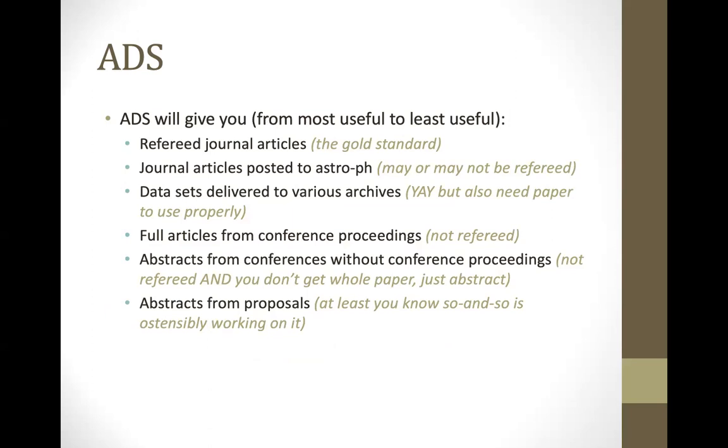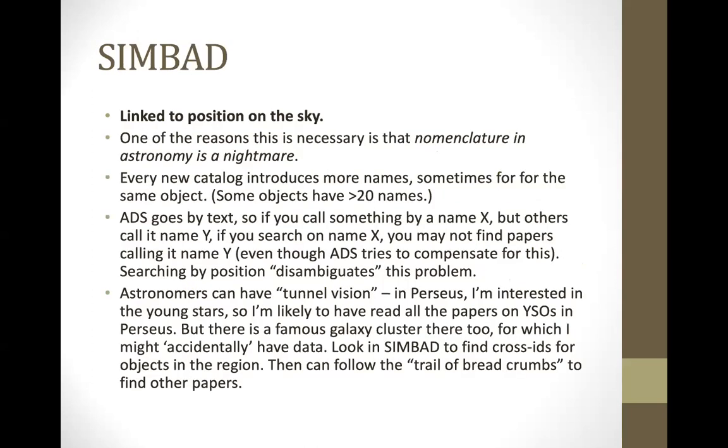ADS also includes abstracts from conferences without conference proceedings. So not only are those not refereed, you also don't get the whole paper, you just get the abstract. So not necessarily useful. You sometimes can figure out, oh, so that person's working on this. So that means you might be able to expect a journal article from that person in the relatively near future. And then the least useful is abstracts from proposals. And in that case, at least you know the data exist or will exist. And at least you know that person is ostensibly working on those data. But that's, I think, the least useful thing that ADS can give you.